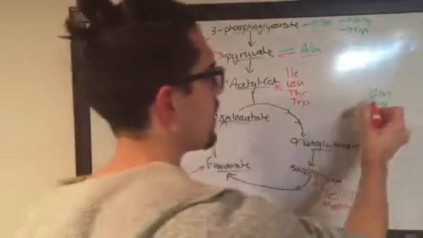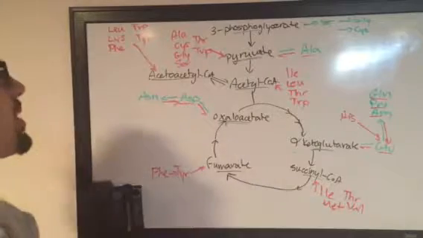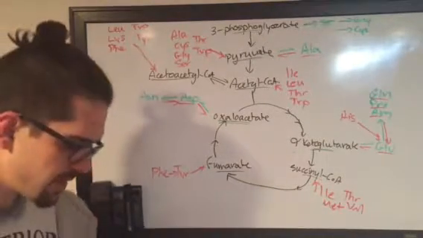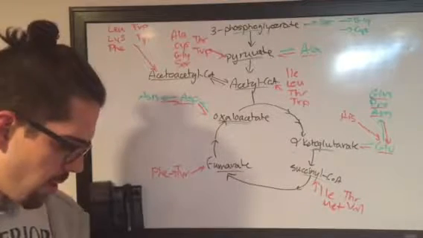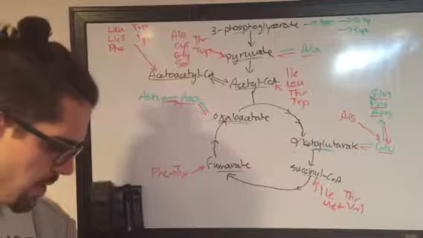Ketoglutarate. So these are all catabolic as well. Again, remembering that the two solely ketogenic amino acids are leucine and lysine. We're going to move on just a little bit into what you actually have to know.